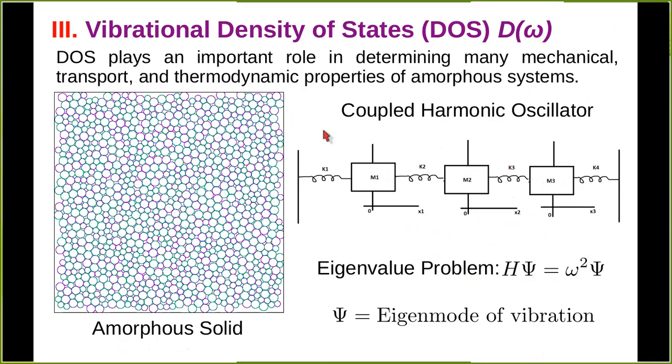Now, solving a coupled harmonic oscillator problem is equivalent to solving an eigenvalue problem, H psi equal to omega square psi, where H is the dynamical matrix or Hessian matrix of the system, psi is the eigenmode of vibration, and omega is the eigenfrequency of vibration. Once we know the eigenfrequencies of vibration, we can construct the density of state.